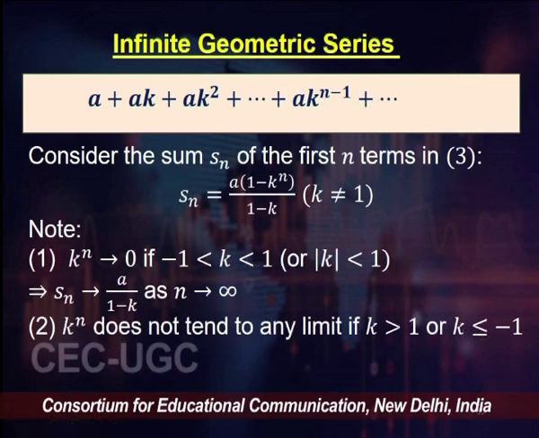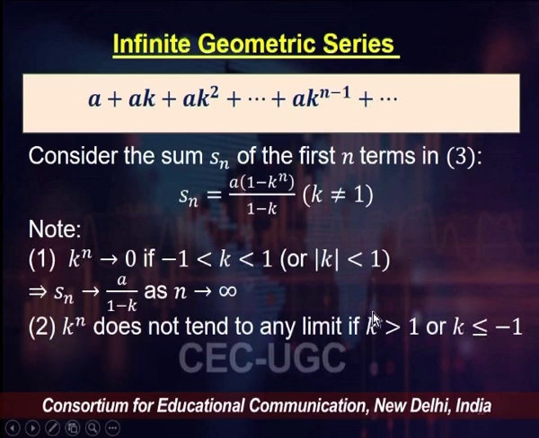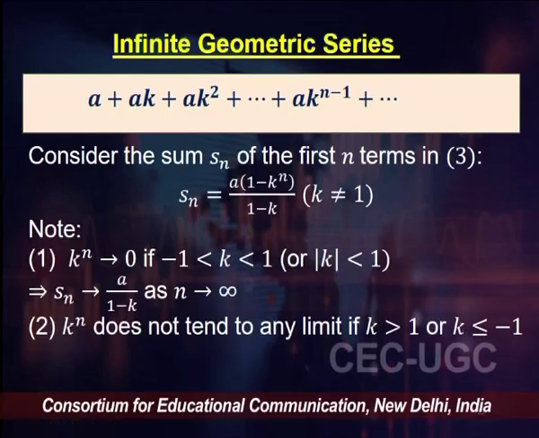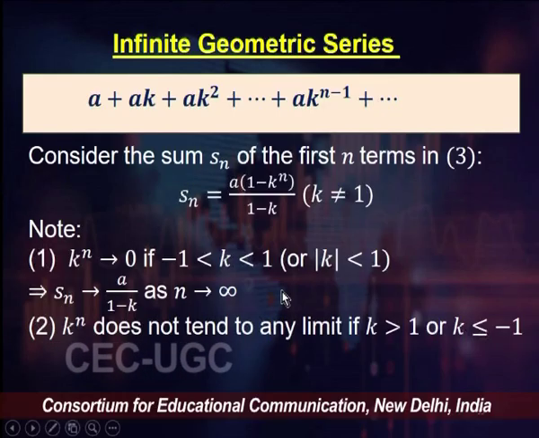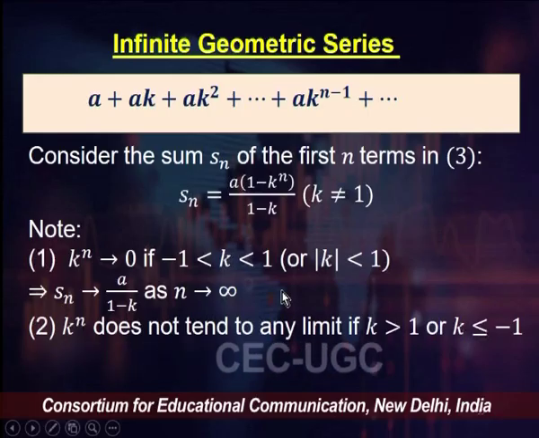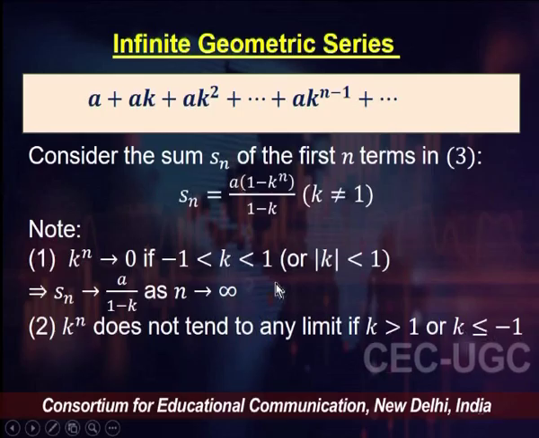Okay. But remember here that this finite sum, which also leads us to conclude that the geometric series will converge, will work, this result will work only when the common ratio is between minus 1 and 1.